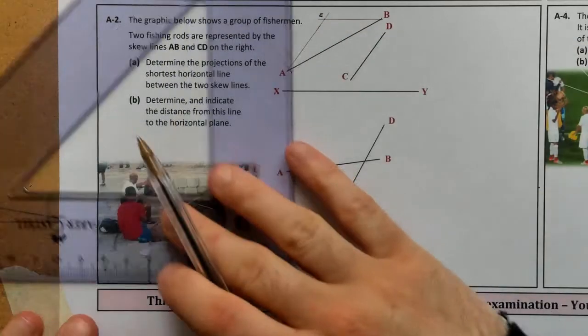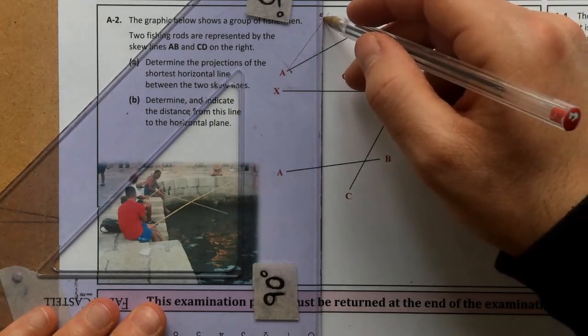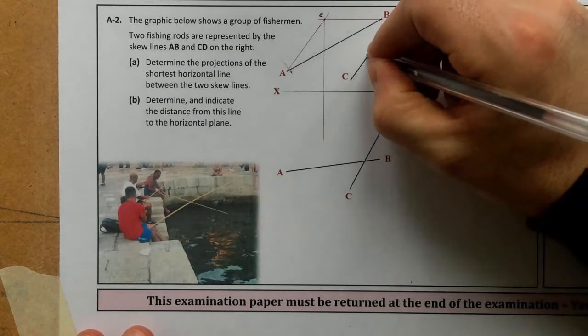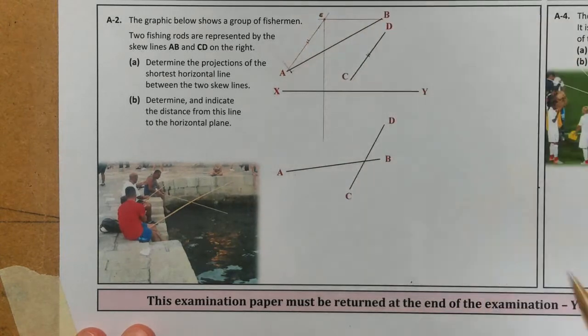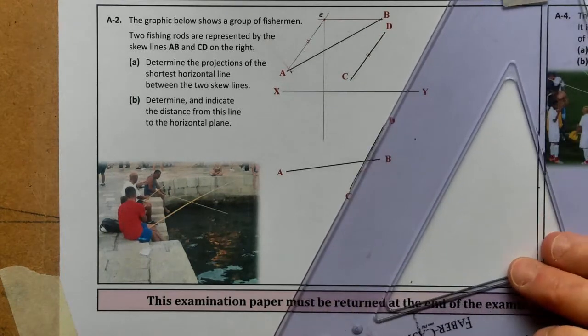What I need to do now is find E in my plan. So if E is here in my elevation, it has to be directly below it in my plan, so it's somewhere down there, and we follow the exact same steps. So up here these 2 lines were parallel, and what I want to do now is do the exact same method. So parallel to CD from A.